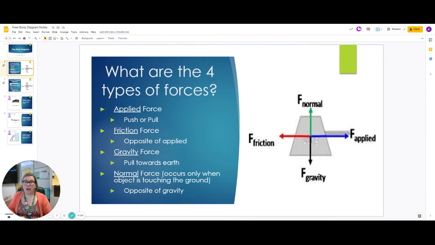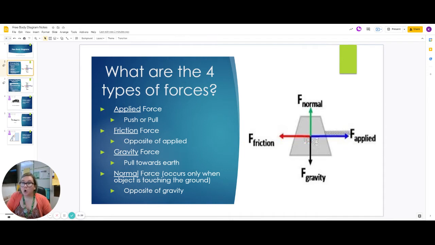So first, you have the applied force, right, which is a push or a pull. Second, we have friction force. This is the opposite of applied, right? It's the force going against any kind of motion. We have the gravity force, right, which is what's pulling us towards Earth, kind of keeping us on the ground.